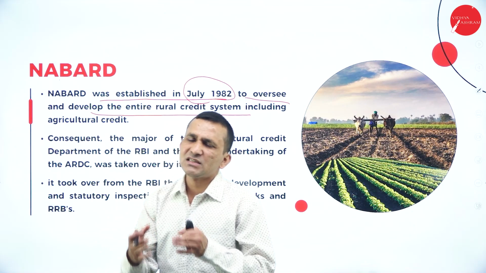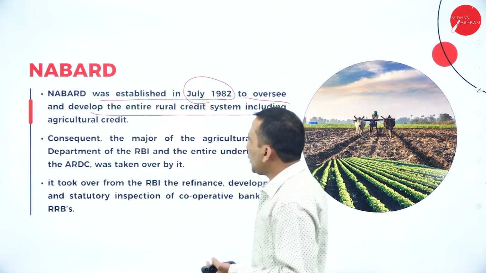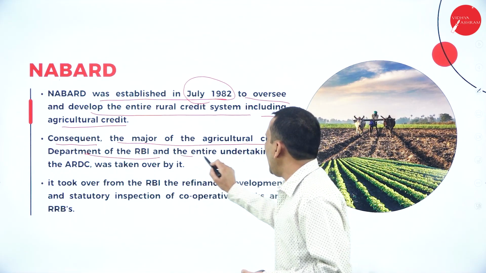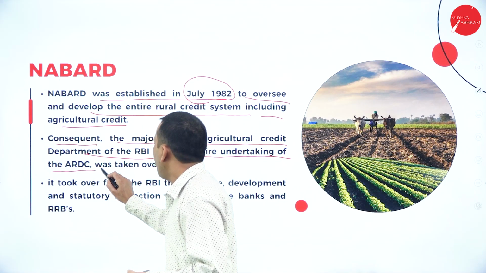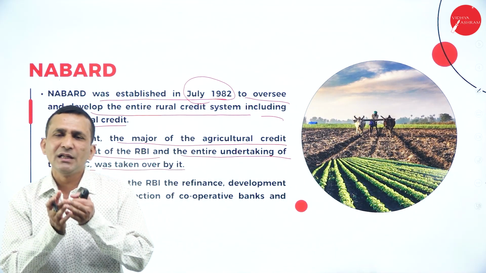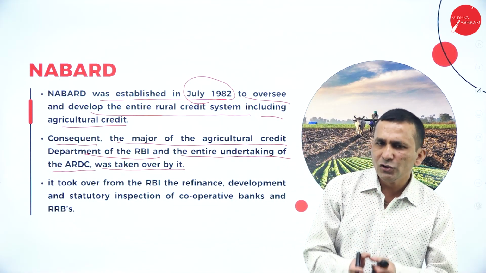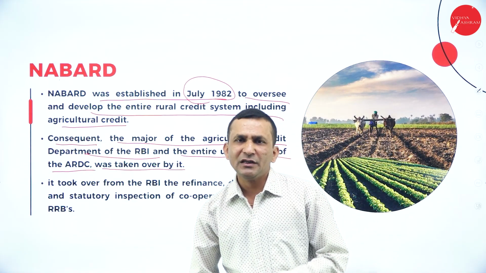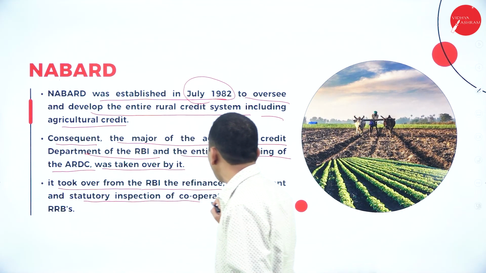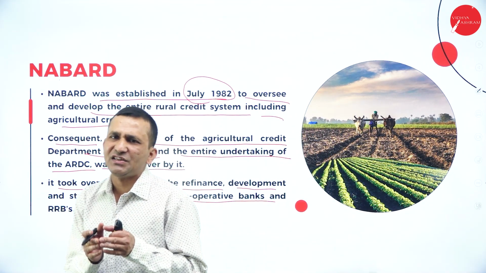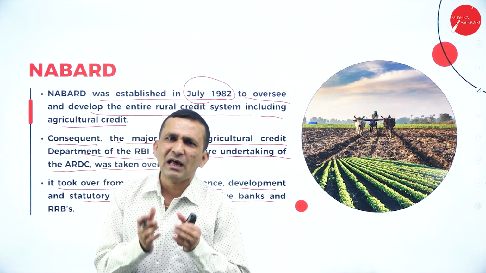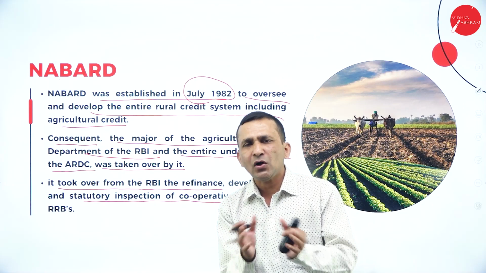Rural development is completely based on the contribution of NABARD, including agriculture credit. Consequently, the major part of the agriculture credit department of RBI and the entire undertaking of ARDC was taken over by it, because the farmers want to develop agriculture products and increase them, so they need support. It took over from the RBI the refinance and development and statutory inspection of the cooperative banks. We know there are many banks related to agriculture: the Cooperative Agriculture Bank and the farmer cooperative societies, and everybody is promoting finance. The cooperative society operates based on the Cooperative Act.